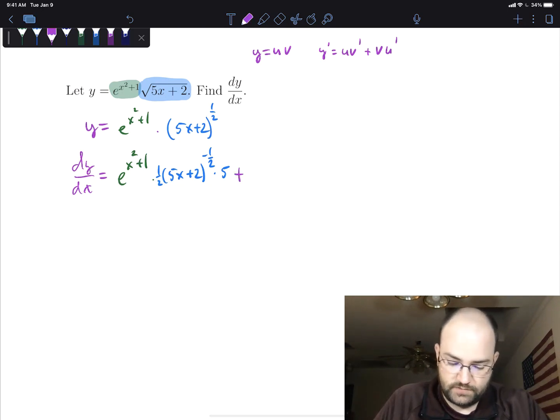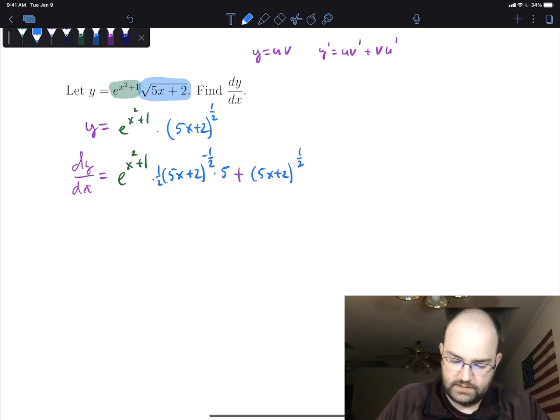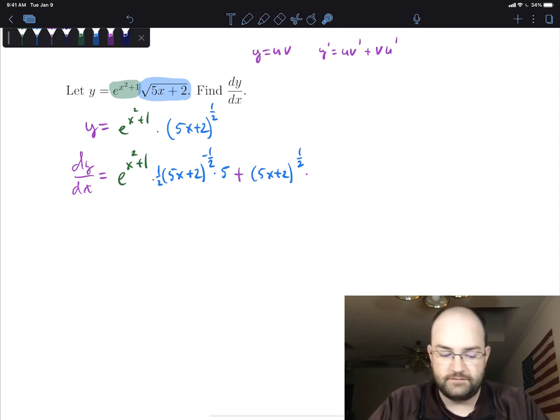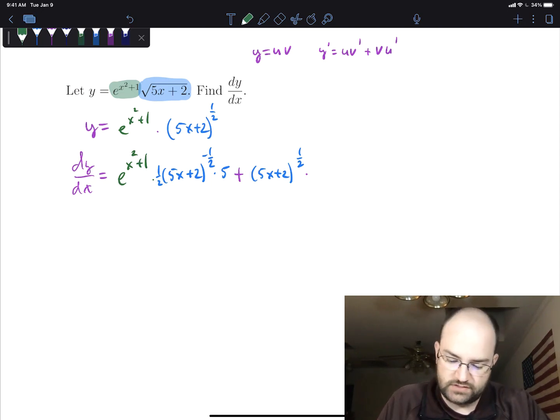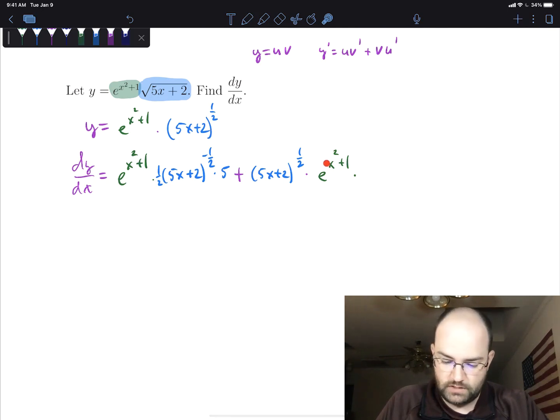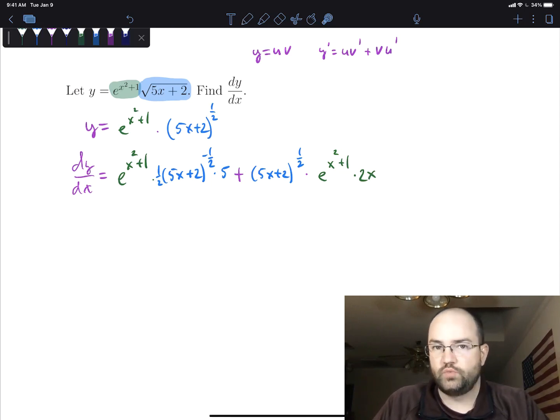Now, plus the second, just rewrite it, 5x plus 2 to the positive half power, times the derivative of the first, which is e to the x squared plus 1, and the derivative of that would be, well, first of all, the base is e, so I don't need that scaling factor of natural log. So I just rewrite it, e to the x squared plus 1 times the derivative of the exponent. Using the power rule here, bring the 2 down in front, 2 times x, and then I don't really have a plus 1 there. Well, the derivative of plus 1 is 0.